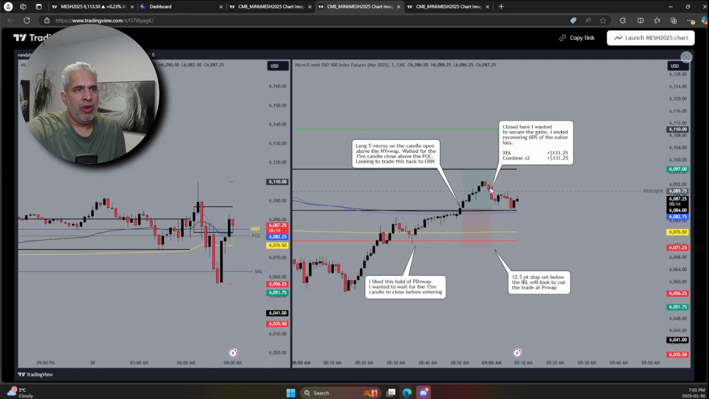So price could easily pull back down here. So you know what? I want to secure some profits. I want to get some of that loss back. So I secured 60% of the loss from earlier. I'm up $131. I get out of the trade and price comes back down to here. So I'm good with it.